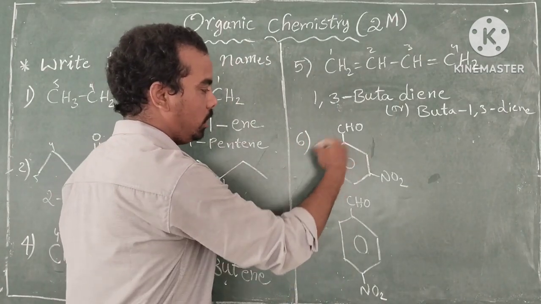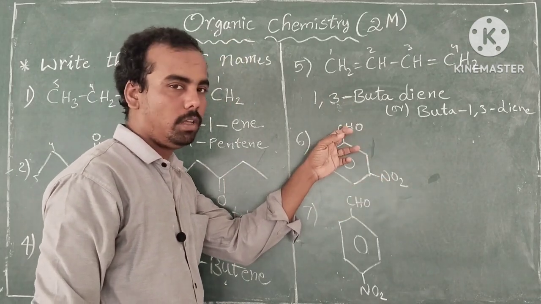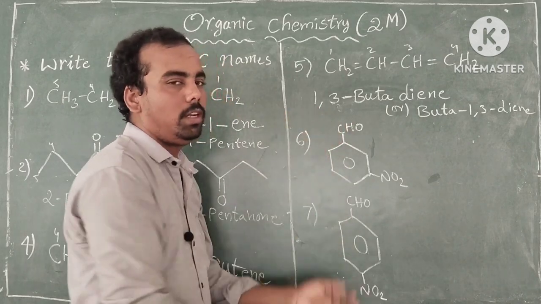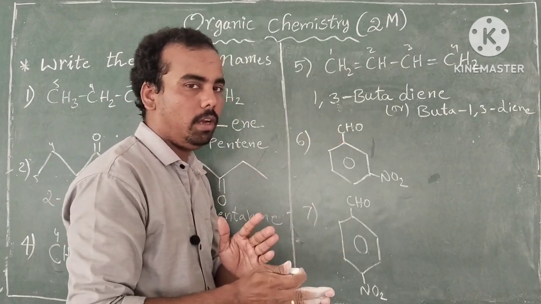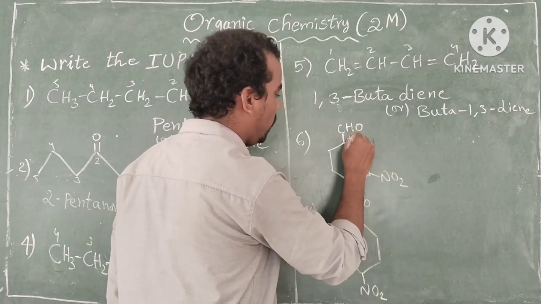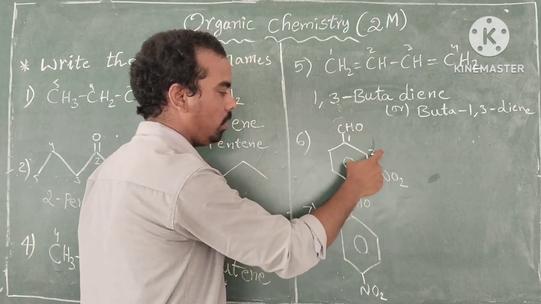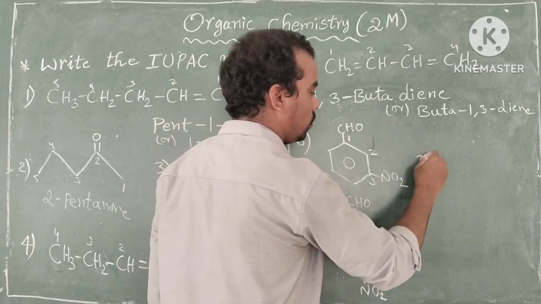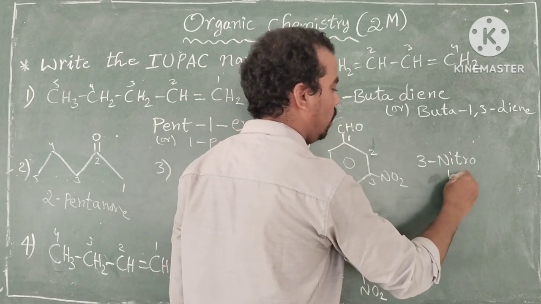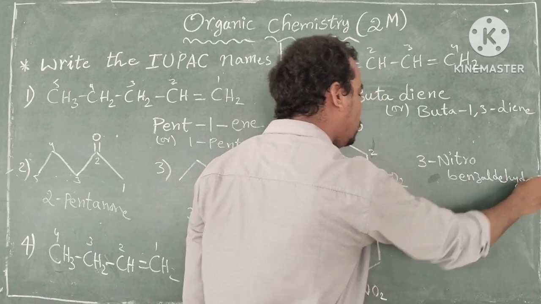So next one. It is benzene. Benzene contains CHO and NO2. Which one is the main functional group? CHO. If CHO is present, that is called aldehyde. If benzene contains CHO, that is called benzene carbaldehyde or benzaldehyde. Both are correct. The functional group carbon has position 1, then 2, 3. Third position nitro, so its name is 3-nitrobenzaldehyde or 3-nitrobenzene carbaldehyde.